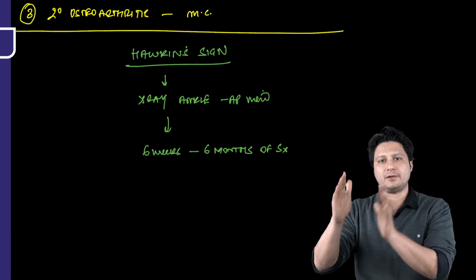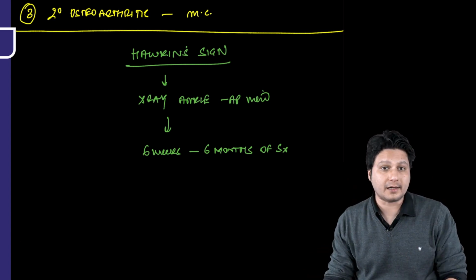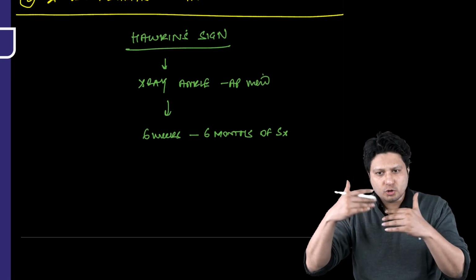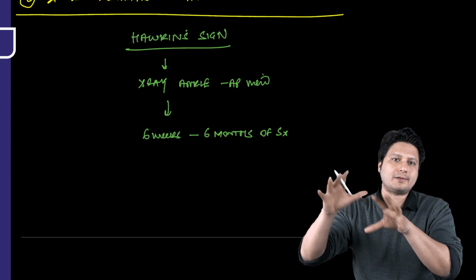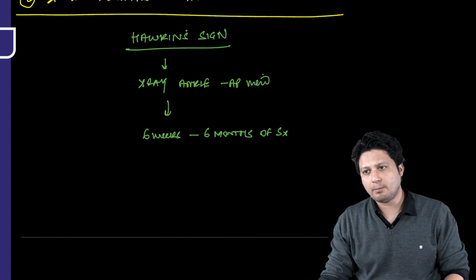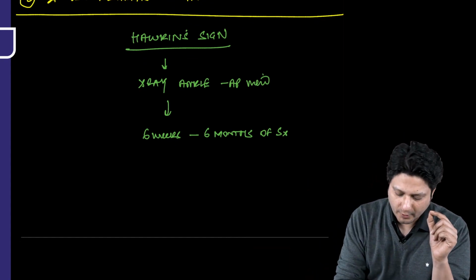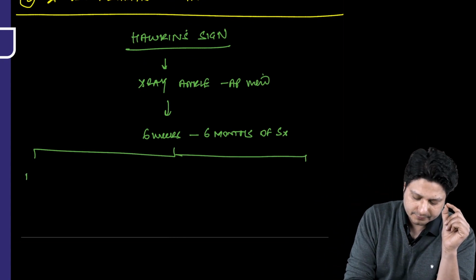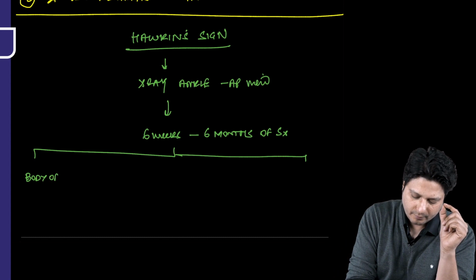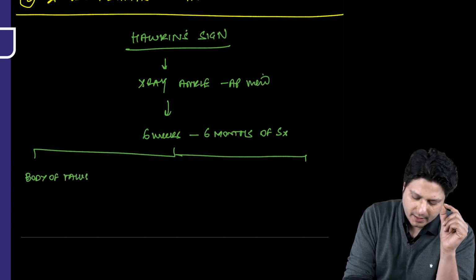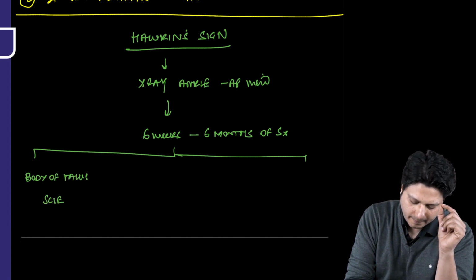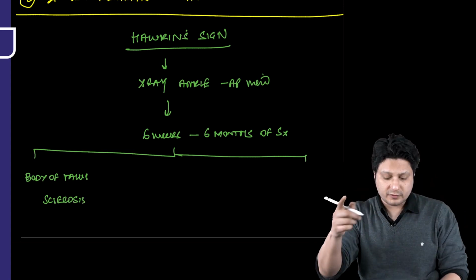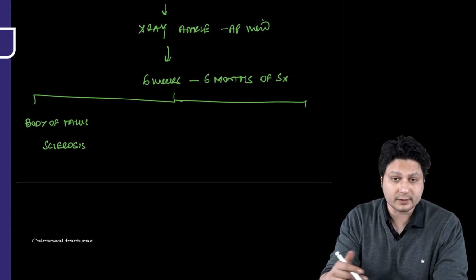So perfect anatomical reduction is required in order to manage talar neck fractures. From 6 weeks to 6 months after performing surgery, you go on observing the patient for avascular changes in the body of the talus. Now there are two possible outcomes. One is that in the body of the talus there is a presence of sclerosis.